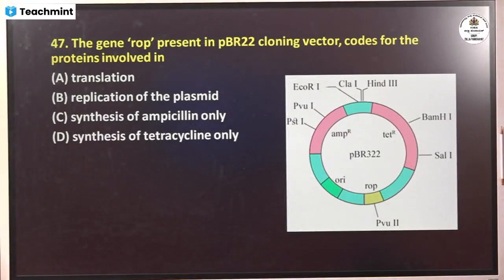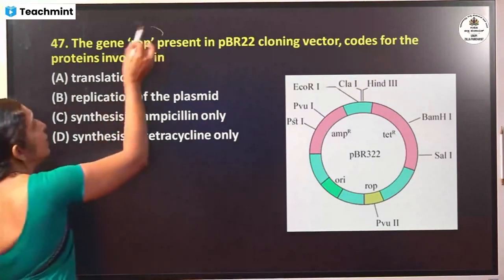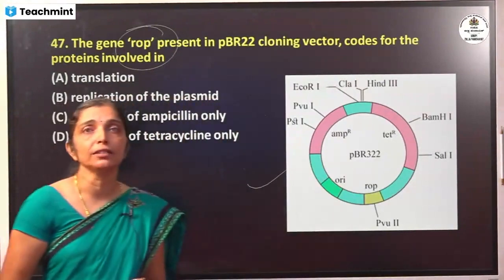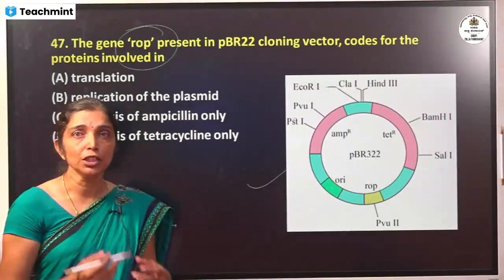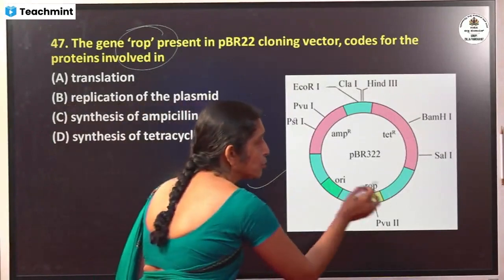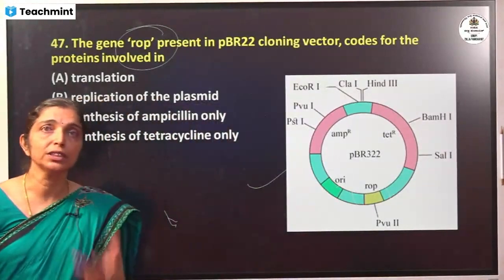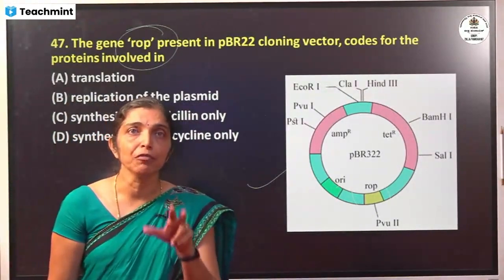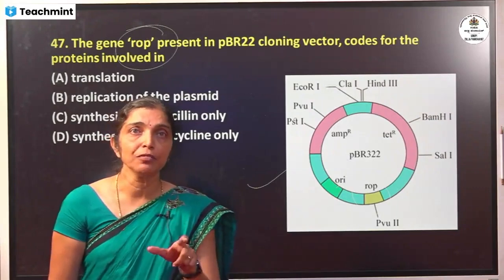The gene ROP present in the PBR322 cloning vector codes for the proteins involved in: translation, replication of the plasmid, synthesis of ampicillin only, synthesis of tetracycline only. So you have to find what is the function of ROP. This is the structure of your PBR322 vector, isn't it? Here we have ROP very close to the ORI sequence. Now what is this ROP representing? Why is it present? It is mainly meant for replication.